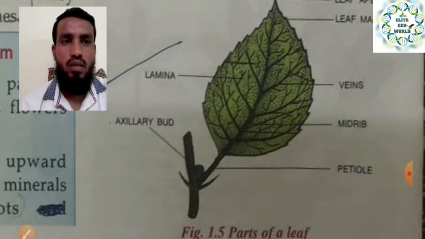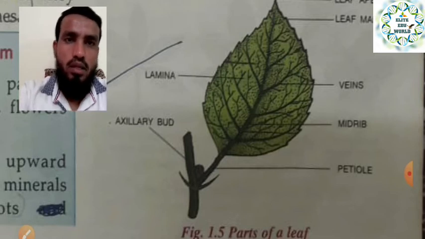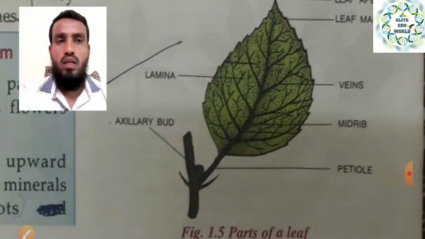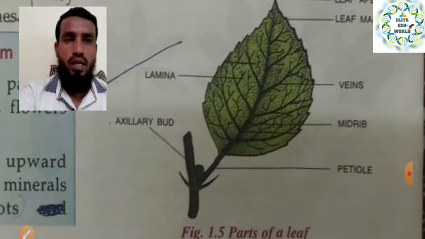Then the leaf has all the green part that is spread out, and that is called the lamina, right? This is the lamina, which is spread all over the leaf and gives it a green color. And then it has the midrib.